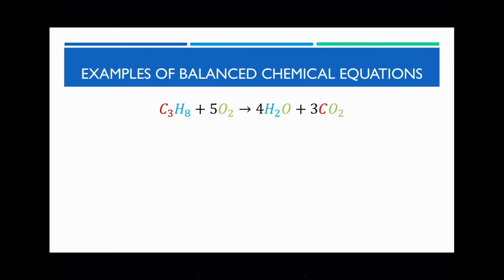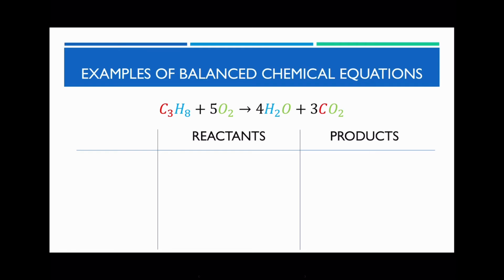If we're testing to see whether something's balanced, we need to show our working out in this table: list down all the elements, and then start counting how many atoms are on the left-hand side and right-hand side. For this particular example, there are 3 carbon atoms. There are also 8 hydrogen atoms on the reactants. For the number of oxygens, there is a coefficient of 5, so we multiply 5 with the subscript 2, which gives me 10. So there are 10 oxygen atoms in total on the left-hand side.